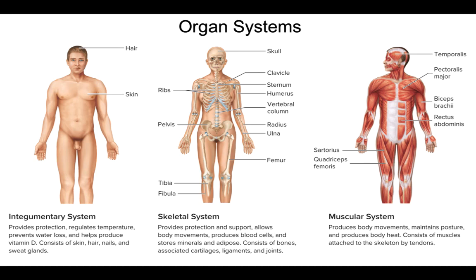So 4 of the 11 we cover in A&P1. So in A&P1 we cover integumentary system, skeletal system, muscular system, and nervous system. And then in A&P2 we cover the other 7 systems.